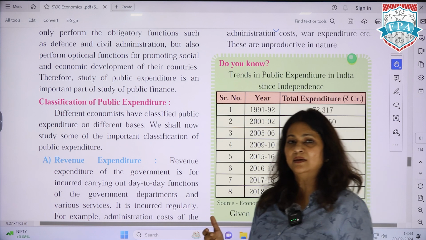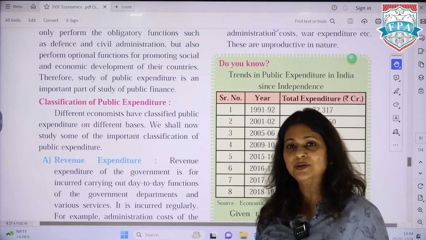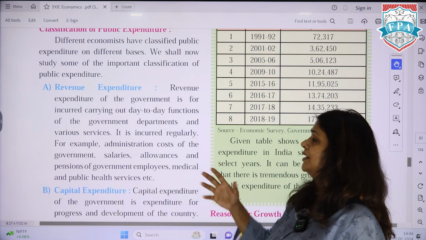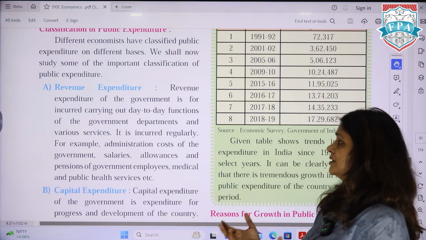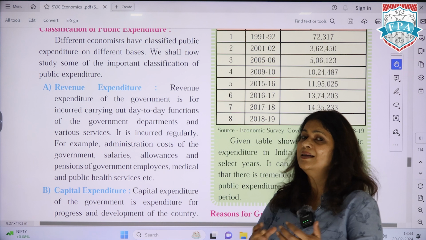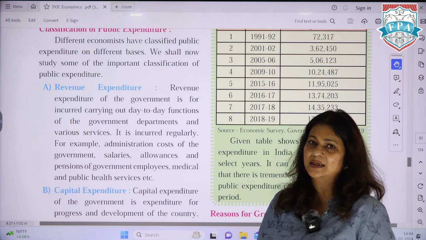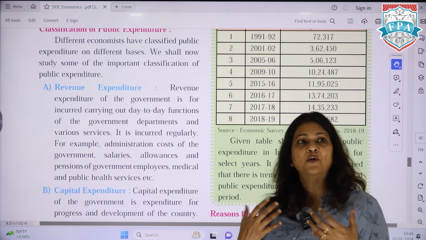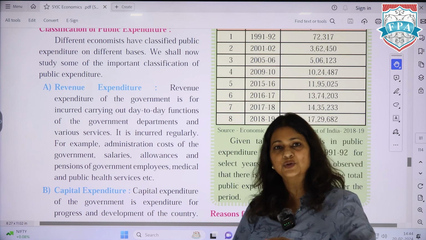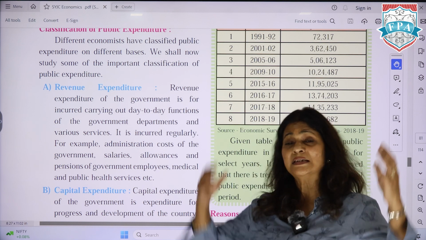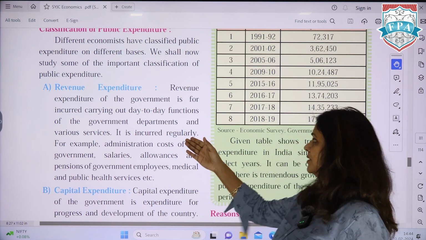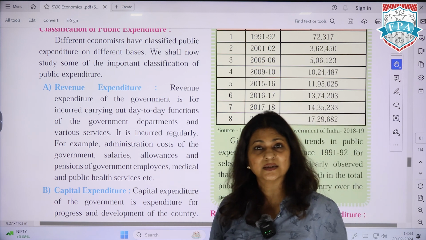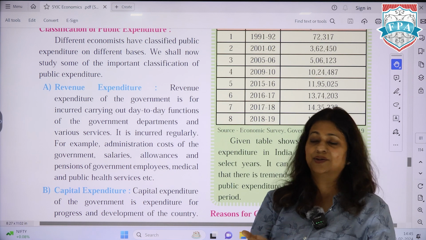Public expenditure, how do we study public expenditure? Revenue expenditure means the day-to-day expenditure which the government needs to incur, paying the salary or the allowances or the pensions of the government employees. That's revenue expenditure. For work to run, expenses have to be made. Like an office, to run the office you have to pay salaries to the people working inside it. Similarly, the government has to pay salaries to the people working for it, and pay administration expenses. That's revenue expenditure.